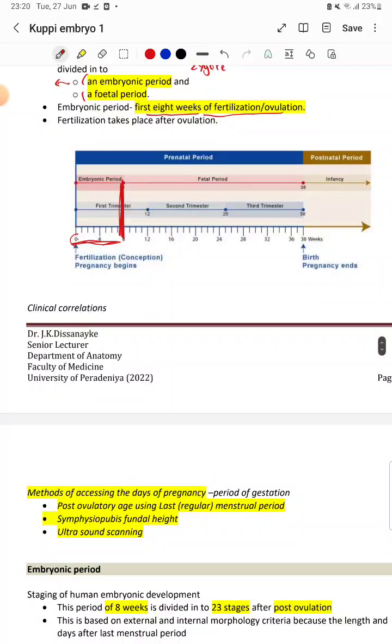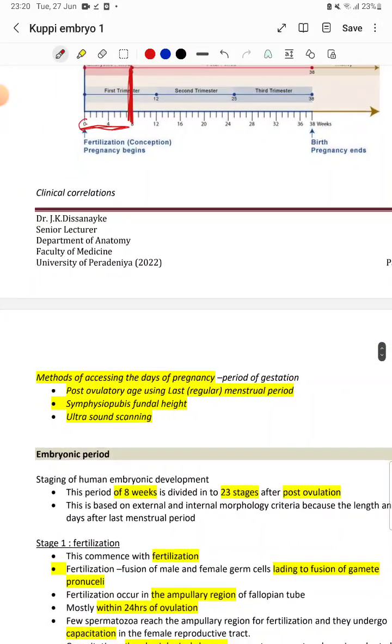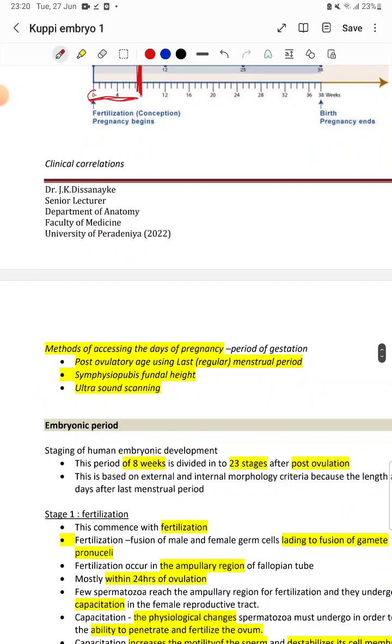And then a clinical situation that we're probably quite familiar with: to assess the days of pregnancy, or period of gestation, which is the same thing, you first have to ask about the ovulatory age, post-ovulatory age. So when was the time since their last regular menstrual period? It has to be regular because you can't really assess if someone has irregular periods. This method would not work if someone had irregular periods. And also symphysis pubis, fundal height, and ultrasound scanning.